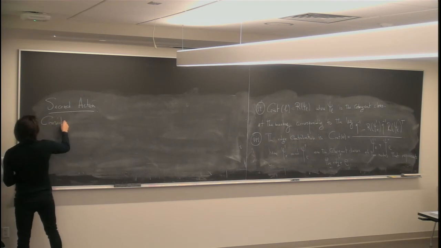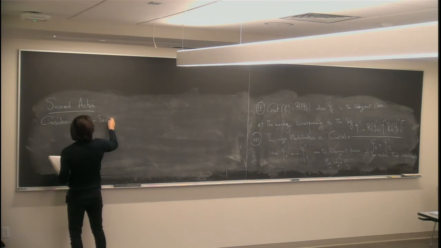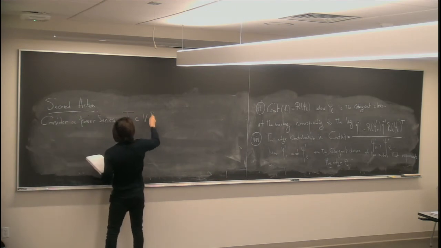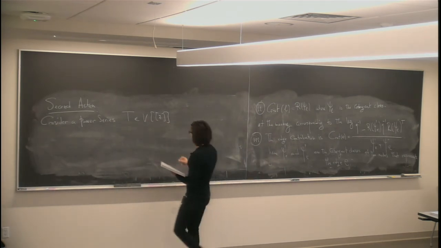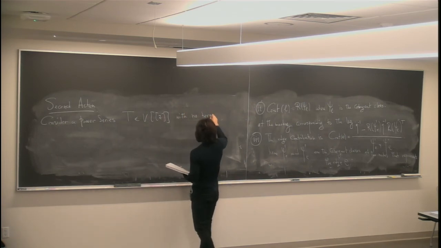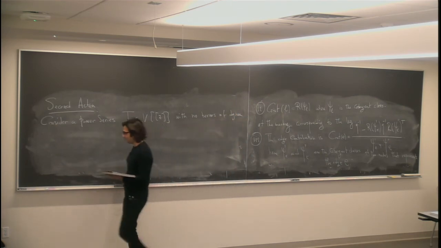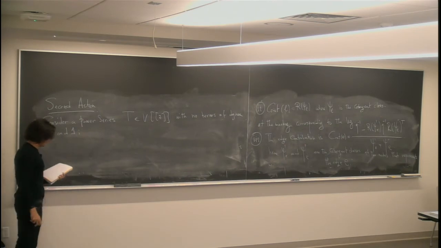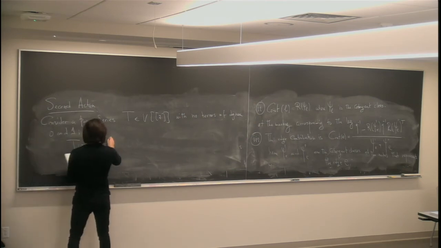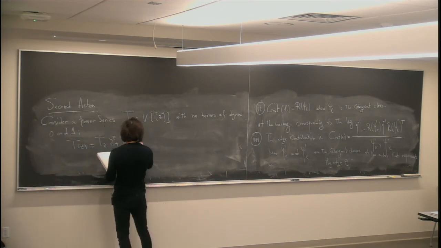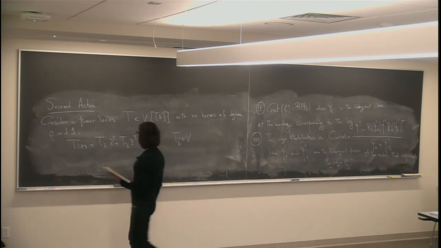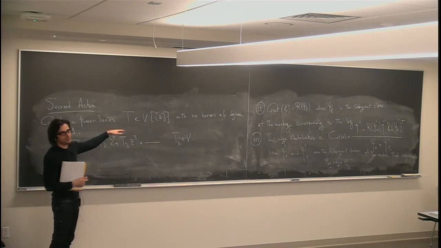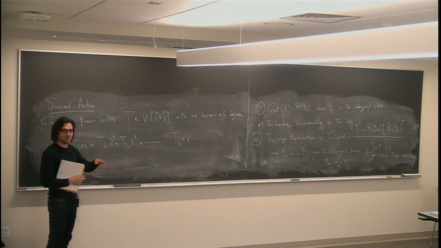Consider a power series T in variable Z with coefficients in this V. Now let's think about V as the cohomology of X, with no terms of degree 0 and 1. So what does that mean? Your T of Z, that was R of Z, and this is T of Z now, is defined as T2 Z squared plus T3 Z cubed and so on, where the T_k are elements in V. This T acts on our cohomological field theory, and the action is a kind of translation.